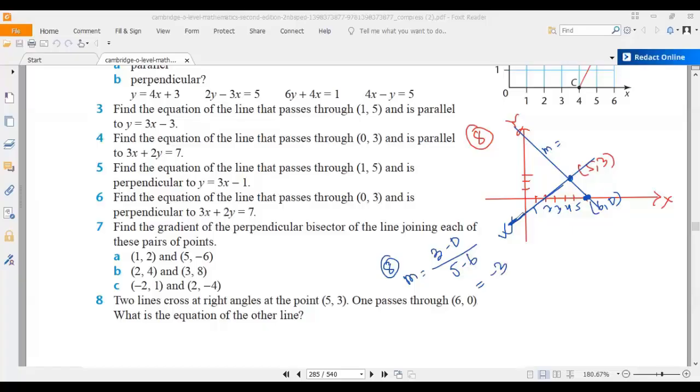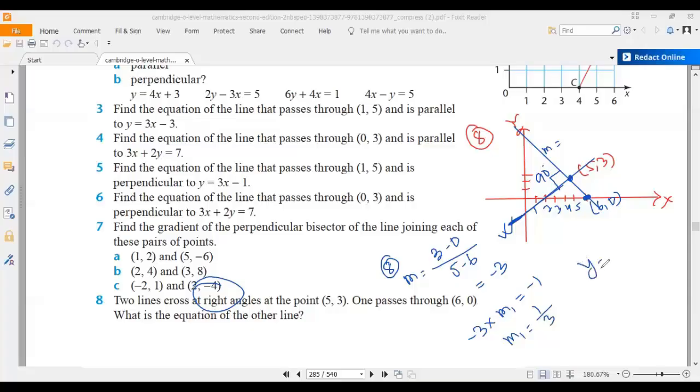Now we can say that this line will be perpendicular to the other line. Why? Because the question says two lines cross at right angles, so it is 90 degrees. So one is perpendicular to the other. What is the gradient of the perpendicular line? We know that minus 3 into the gradient of the perpendicular line equals -1. So m1, the gradient of the perpendicular line, will be 1 by 3.